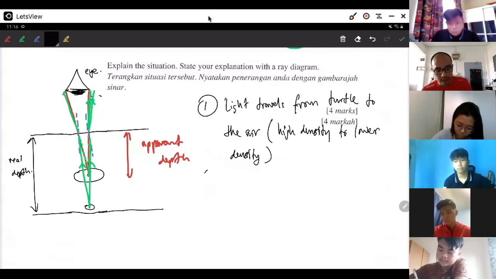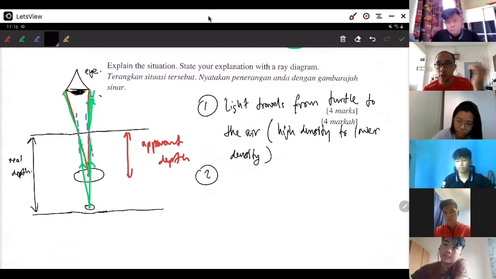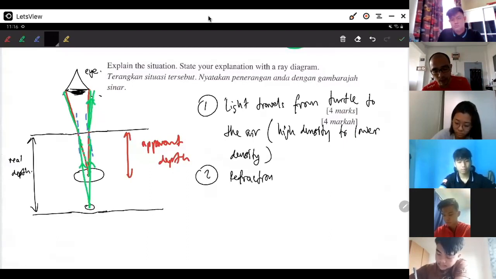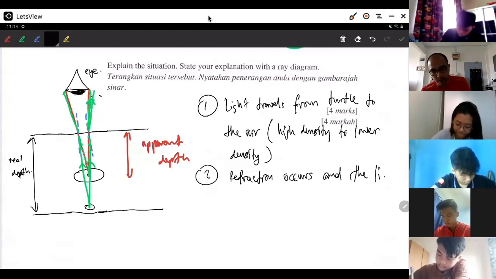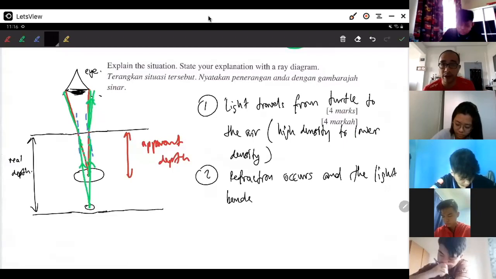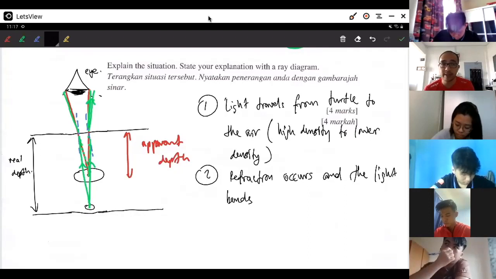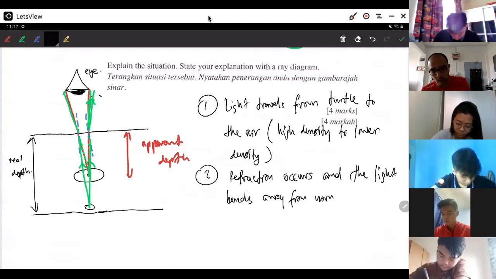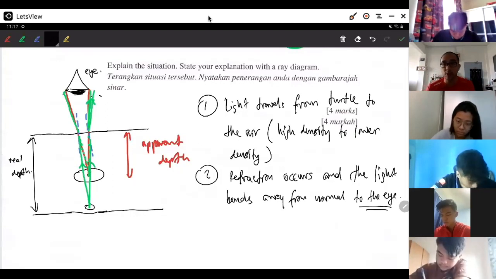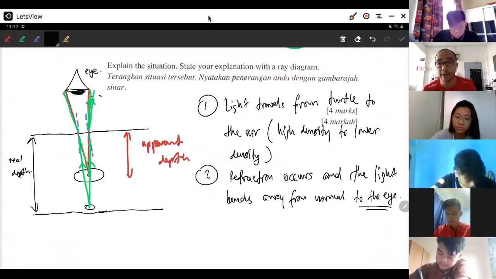Then the second mark is, when it travels from high density to low density, what happens? Refraction occurs and the light bends in which direction? Away from normal. Very standard. Okay, away from normal, to the eye. Ini jalan yang mungkin berlainan sikit, to the eye, because we're specifically talking about real depth, apparent depth. So refraction occurs and the light bends away from normal.